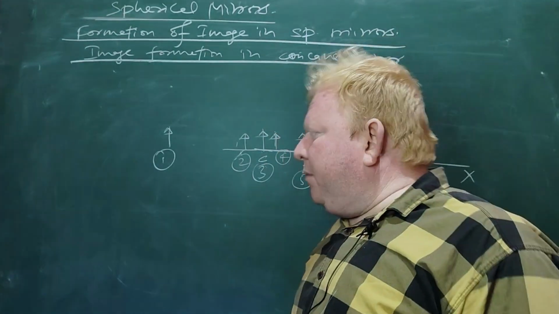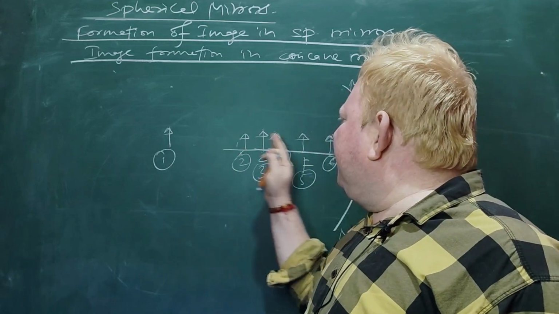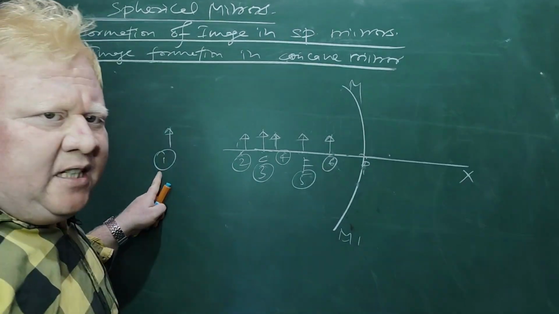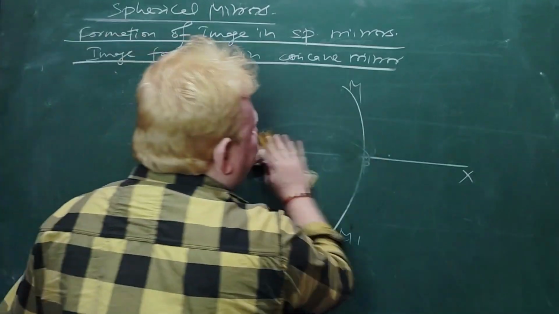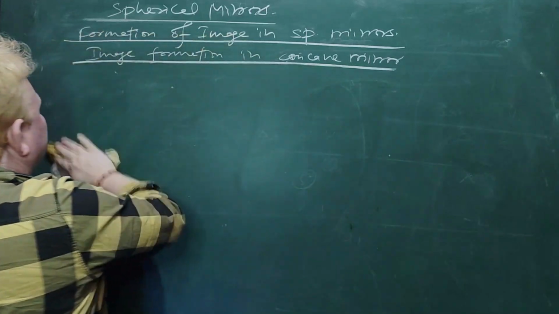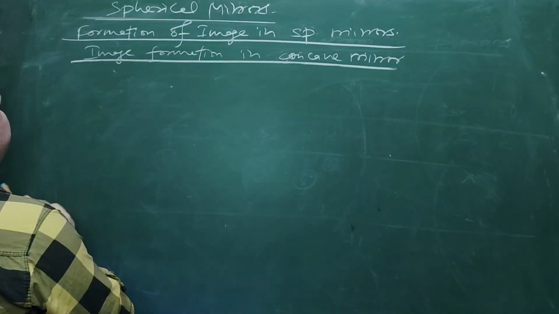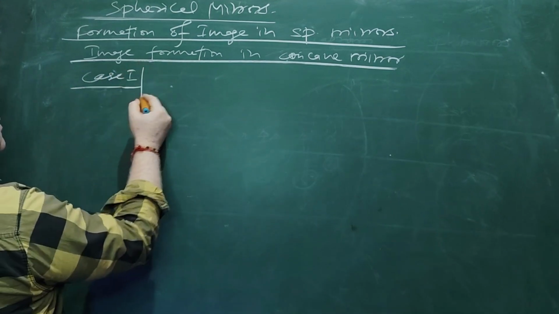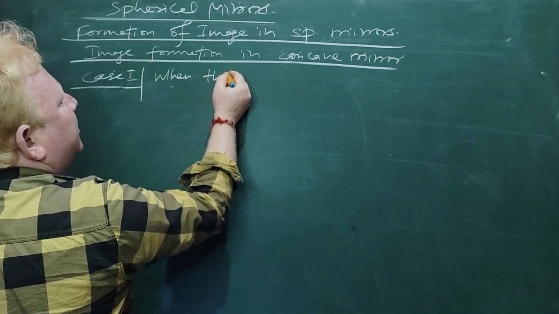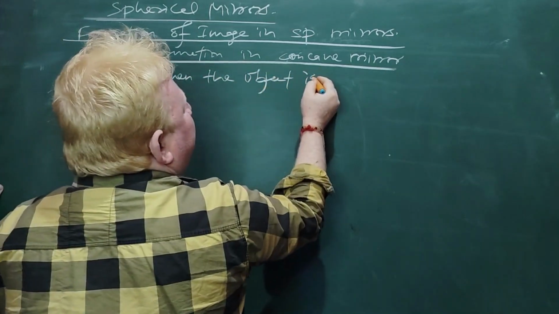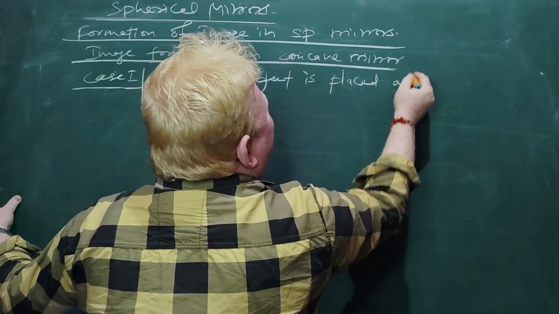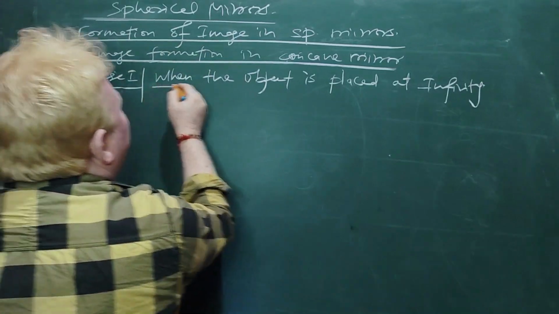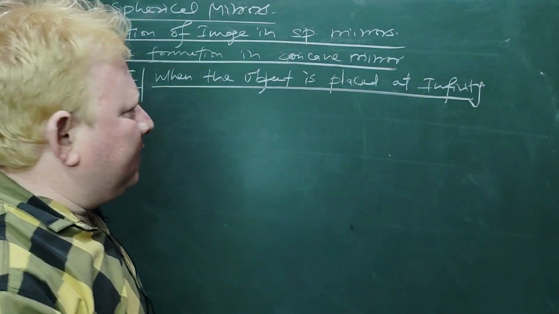So what is the nature of image formed due to the object placed at different positions? Let us see one by one. Let us first discuss when the object is placed at infinity. Case 1: when the object is placed at infinity, what about the nature of image?